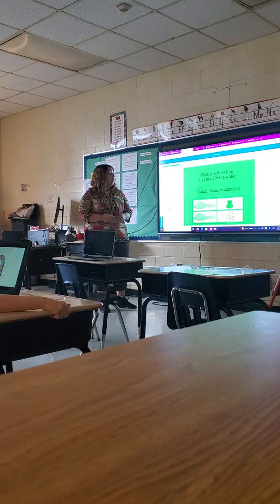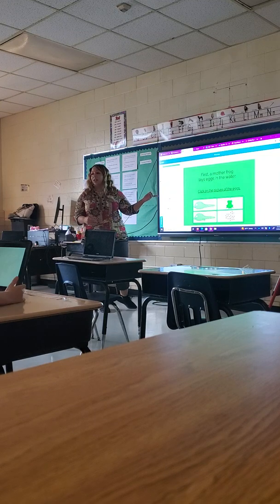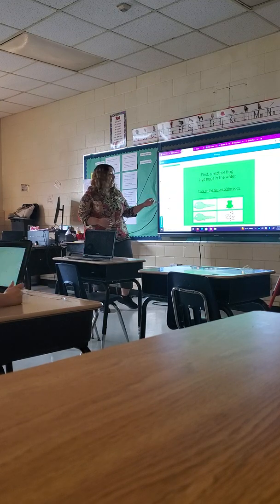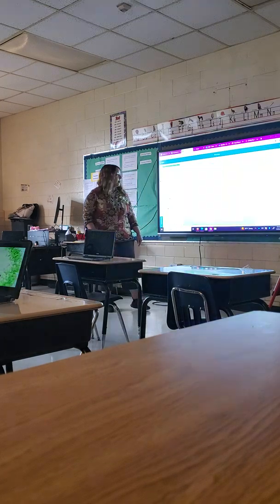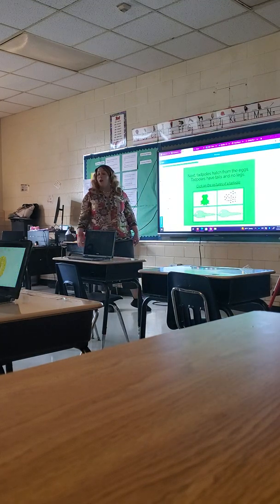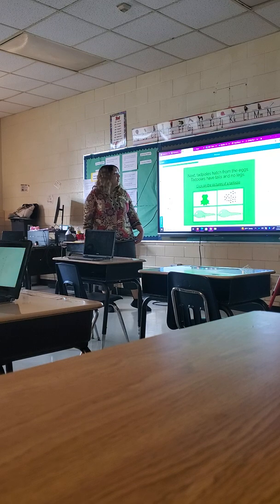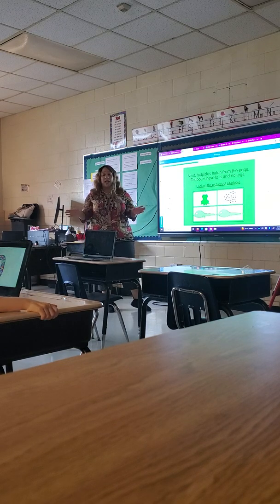First, a mother frog lays eggs in the water. So we're going to click on the picture where there are eggs. And the eggs are right here. Next, the tadpole hatches from the eggs. Tadpoles have tails and no legs.